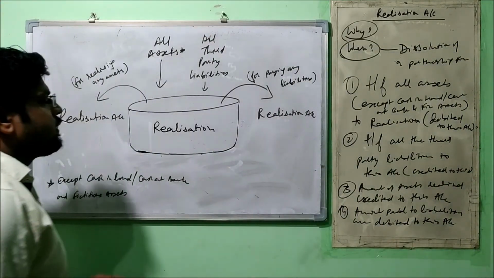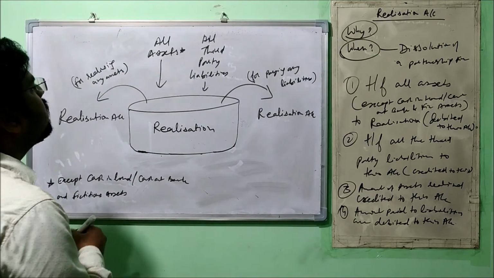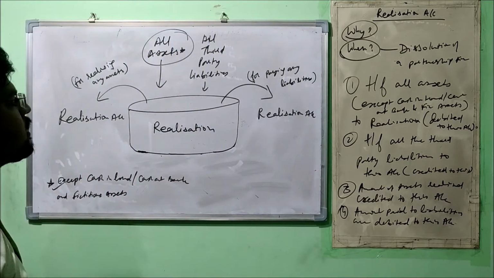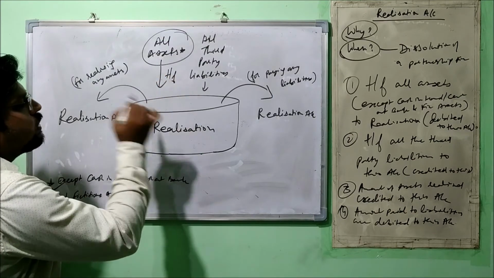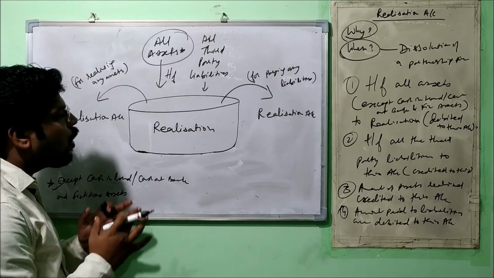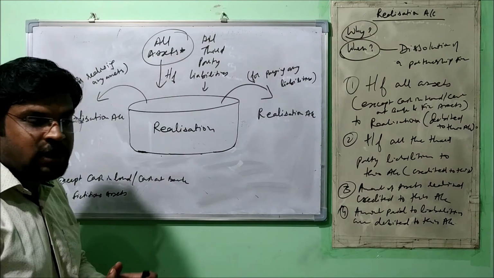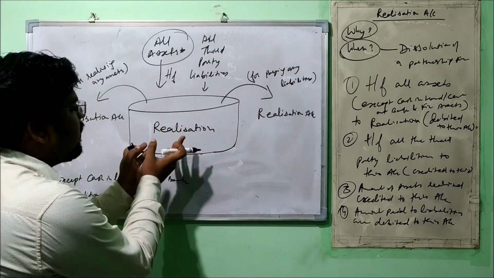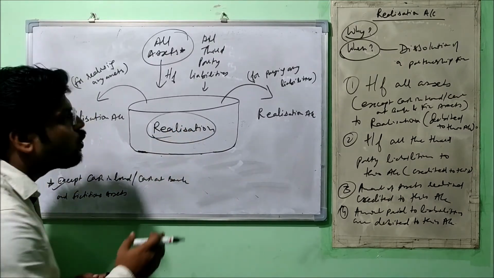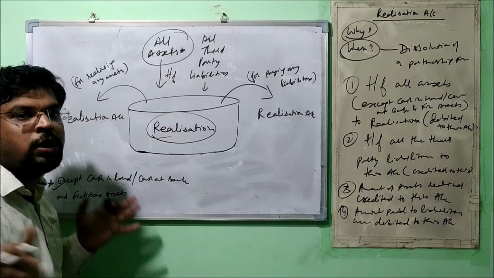Okay, so this is a process of dissolution. At the time of dissolution, all the assets except cash in hand, cash at bank and fictitious assets are transferred to realization account, right? Means these are dissolved. We need to understand all the assets are thrown into some boiling liquid. There is a kind of big vessel in which some liquid known as realization is boiling. So all the assets are thrown into this liquid and these are dissolved.